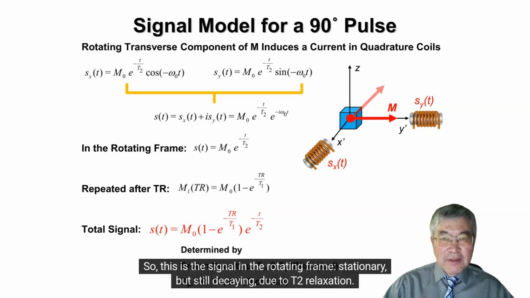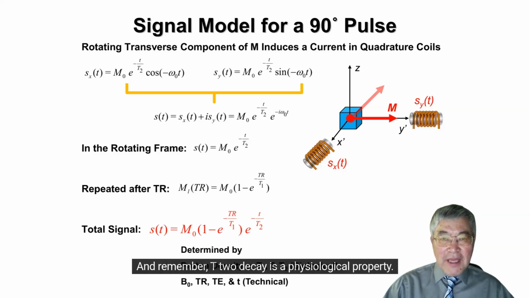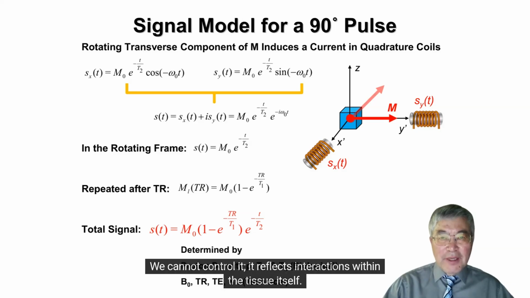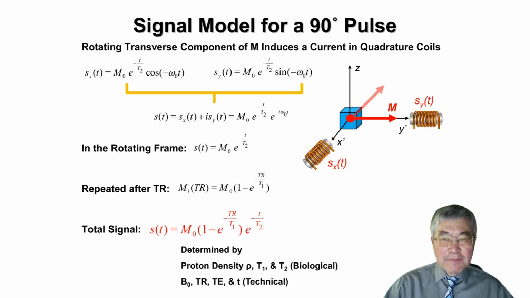So, this is the signal in the rotating frame, stationary but still decaying due to T2 relaxation. And remember, T2 decay is a physiological property. We cannot control it. It reflects interactions within the tissue itself.